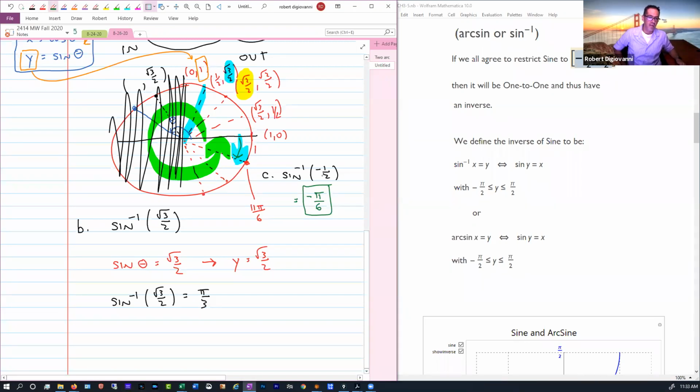So you just have to be a little careful. You can only work in the first and fourth quadrant, but you can also only work with angles between negative pi over 2, which is straight down, to straight up. All right?